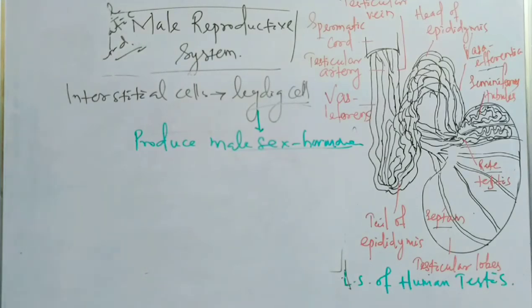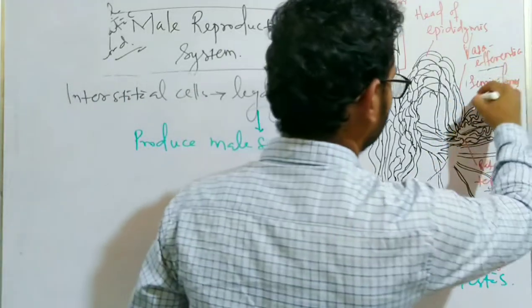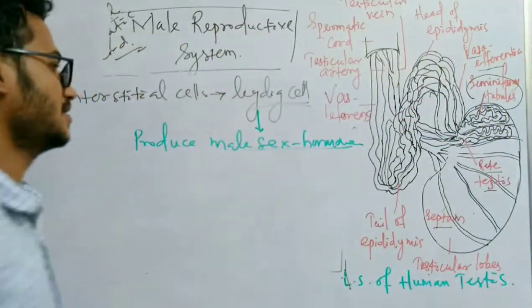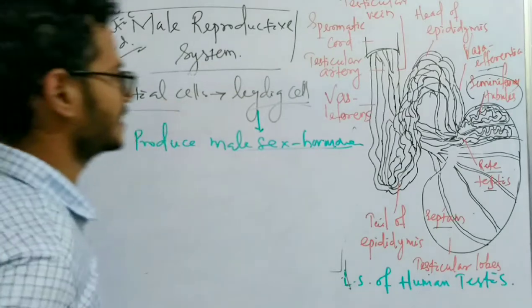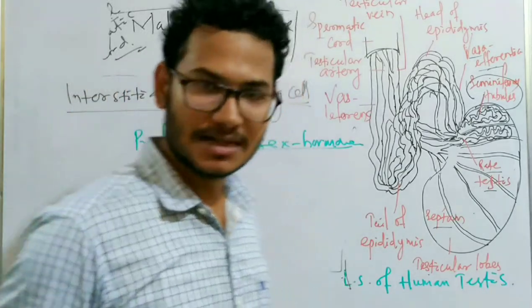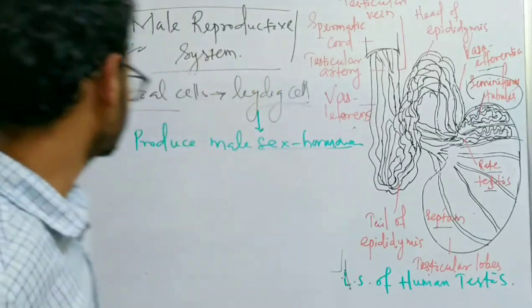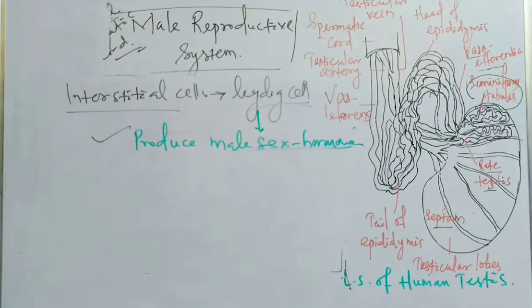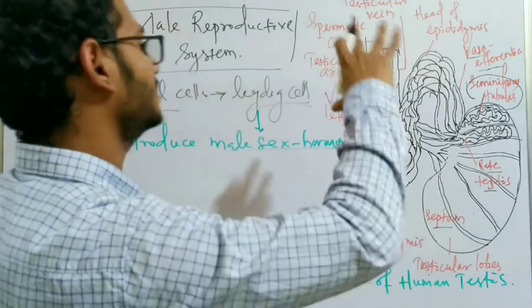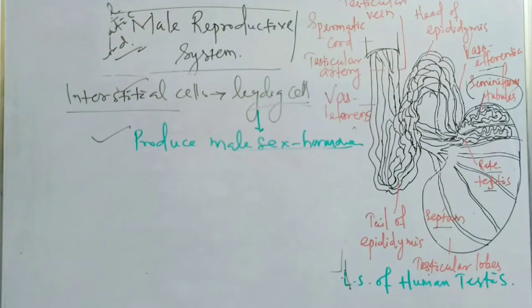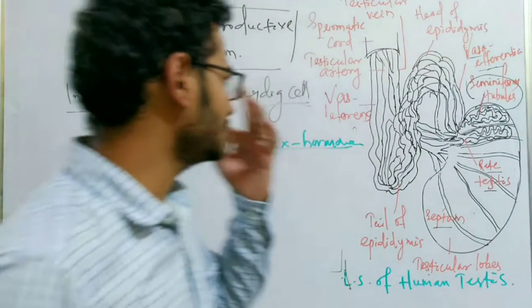located between the seminiferous tubules. In between the seminiferous tubules, these interstitial cells are present, which are known as the Leydig cells, and these Leydig cells help in the production or the secretion of the male sex hormone. Okay, so the seminiferous tubules are located within the lobule, and within each lobule there are also the interstitial cells or the Leydig cells. Okay, so there is no doubt about this.